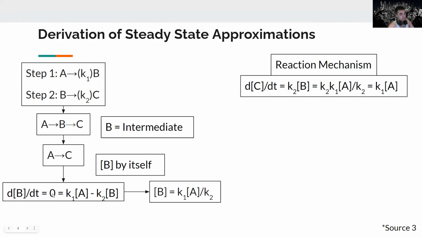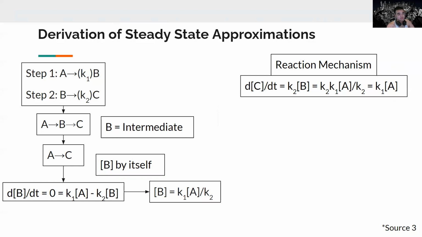And the reason why this equals 0 is because k2 is greater than k1, and because the intermediate is being consumed faster than it is being produced.